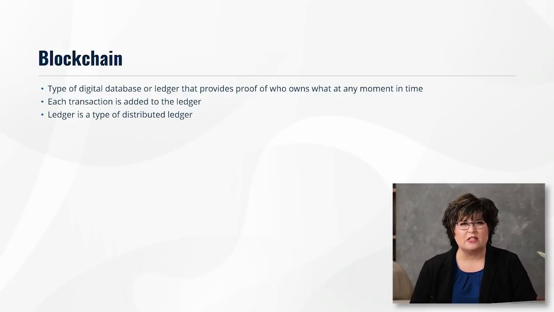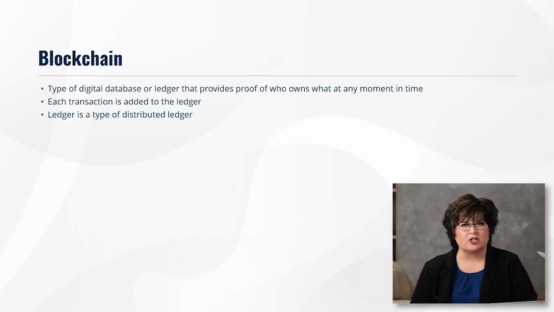Blockchain is a type of digital database or ledger that provides proof of who owns what at any moment in time, because each transaction has been added to the ledger. Okay, are you still confused after that definition? Let me explain some more and give you an example. Let's start with the ledger.